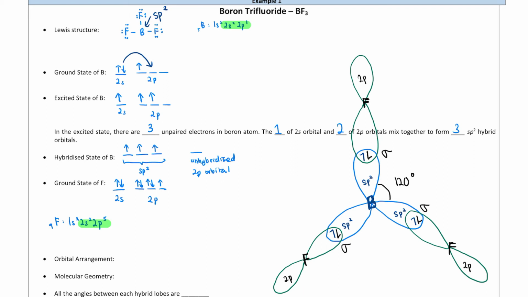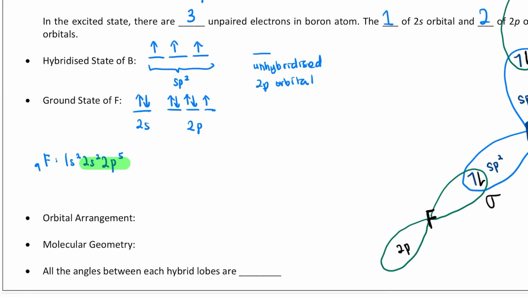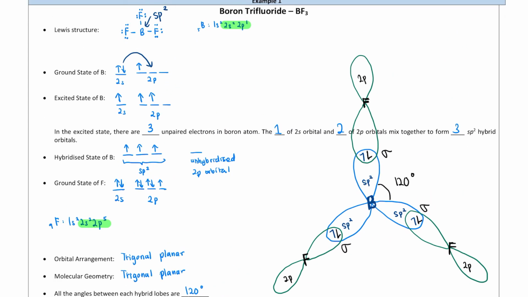So next kita kena fill in yang dekat bawah ni. Okay, so orbital arrangement is the basic shape. Okay, so the basic shape here adalah trigonal planar. The molecular geometry is also trigonal planar since dekat boron tak ada lone pair. So dia punya basic shape sama macam molecular geometry. All the angle between each hybrid slopes are 120 degree to each other. Okay, so basically siaplah untuk example 1.